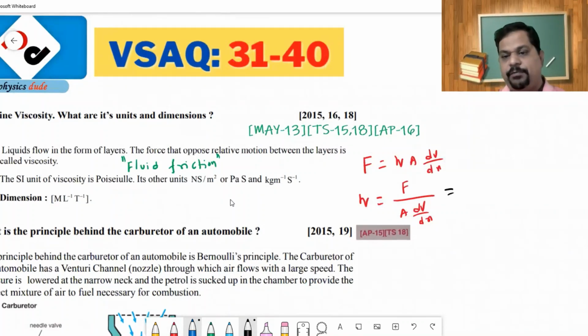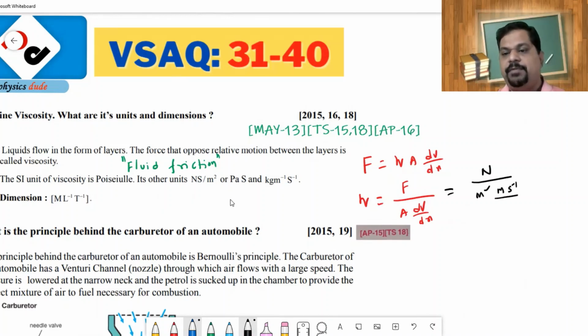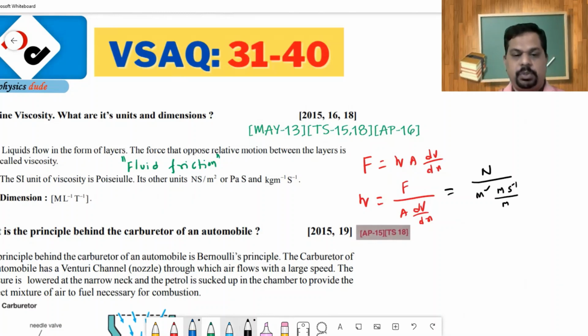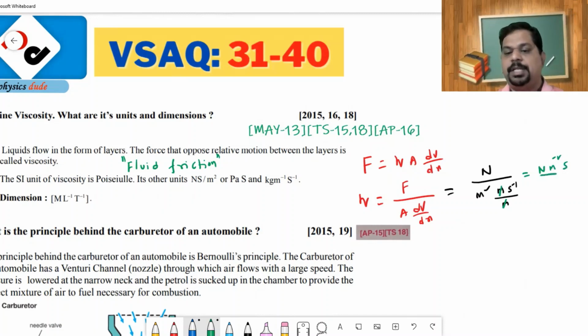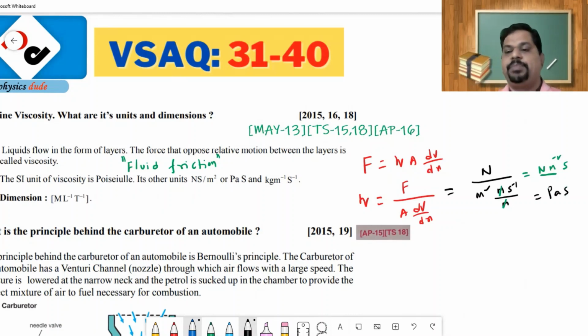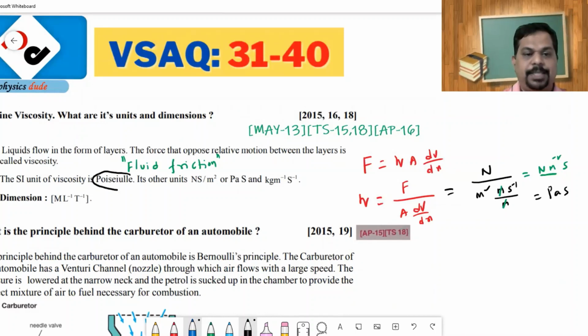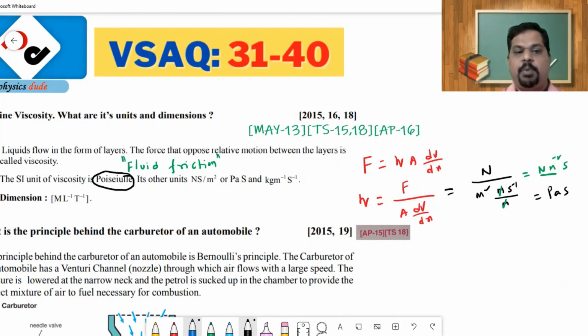Force is Newton, area is meter square, velocity is meter per second, by again distance, meter. So one meter cancels, and I can write Newton per meter square second. This Newton per meter square is nothing but Pascal. So simply I can write Pascal second. This Pascal second we otherwise call Poiseuille. The SI unit of coefficient of viscosity is Poiseuille.